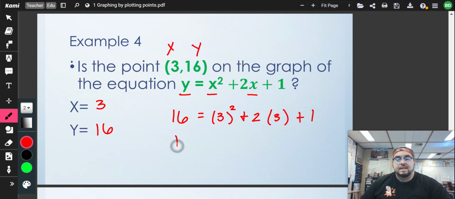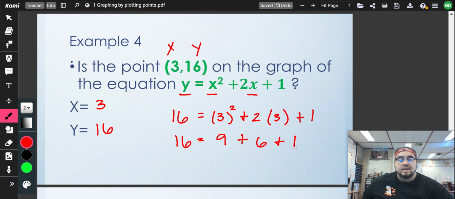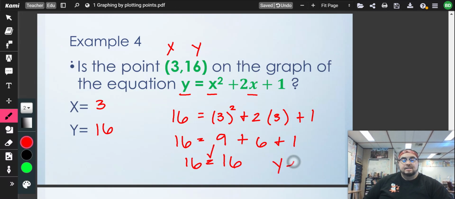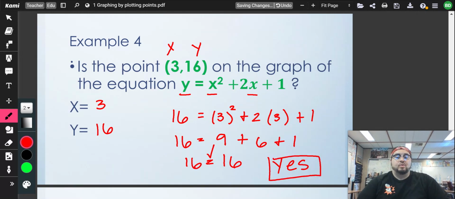So 16 equals, I'm going to clean that up a little bit. There you go. 3 squared means 3 times 3, that's 9. 2 times 3 is 6. That plus 1 just comes down. 16 equals 9 plus 6 is 15 plus 1 is 16. And that makes sense. Because 16 equals 16, yes. If I were to graph y equals x squared plus 2x plus 1, (3, 16) would be somewhere on that graph. Okay, those are our 3 skills for today.